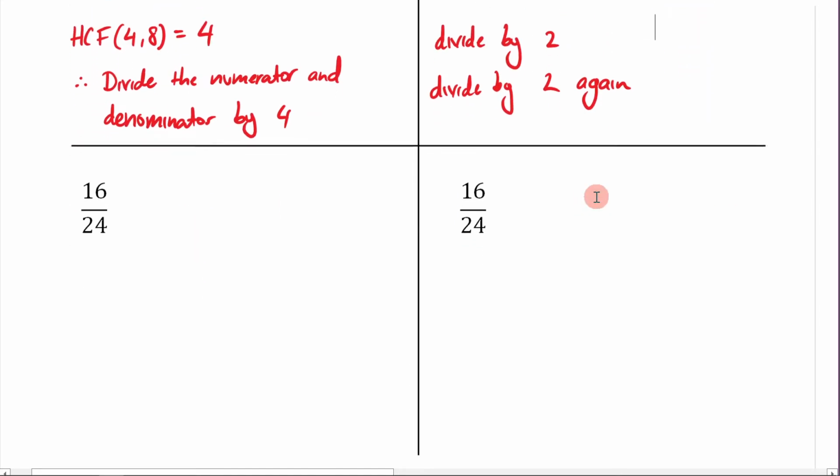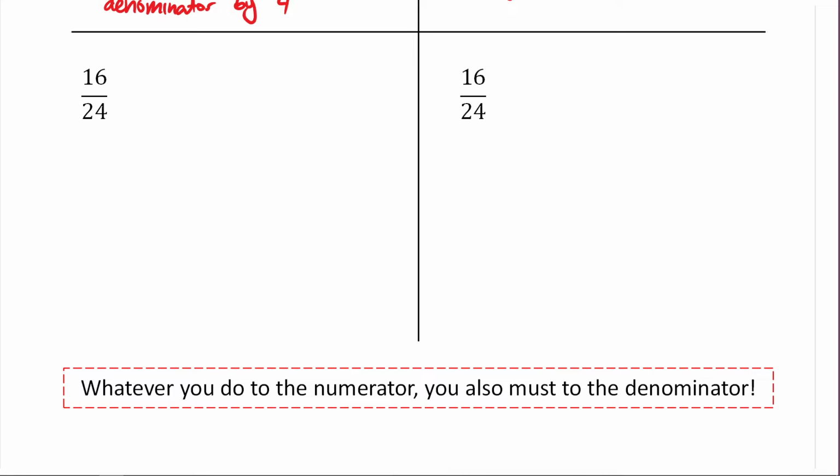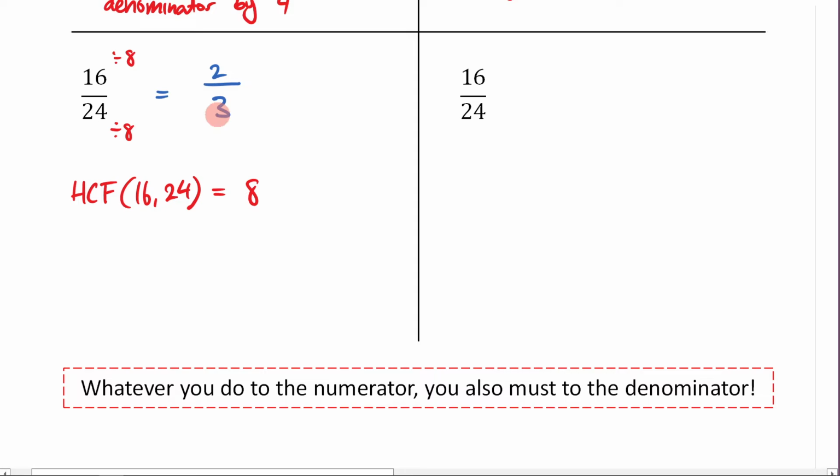All right, let's now go to our second one here, and you might like to pause and see if you can do it both ways. So remember, the fast way to do it is say, well, what is the highest common factor of 16 and 24? Well, the highest common factor of 16 and 24 is 8. So I could divide both of these by 8. And if I divide both of those by 8, I'm going to immediately get my answer. 16 divided by 8 is 2, and 24 divided by 8 is 3, 2/3.